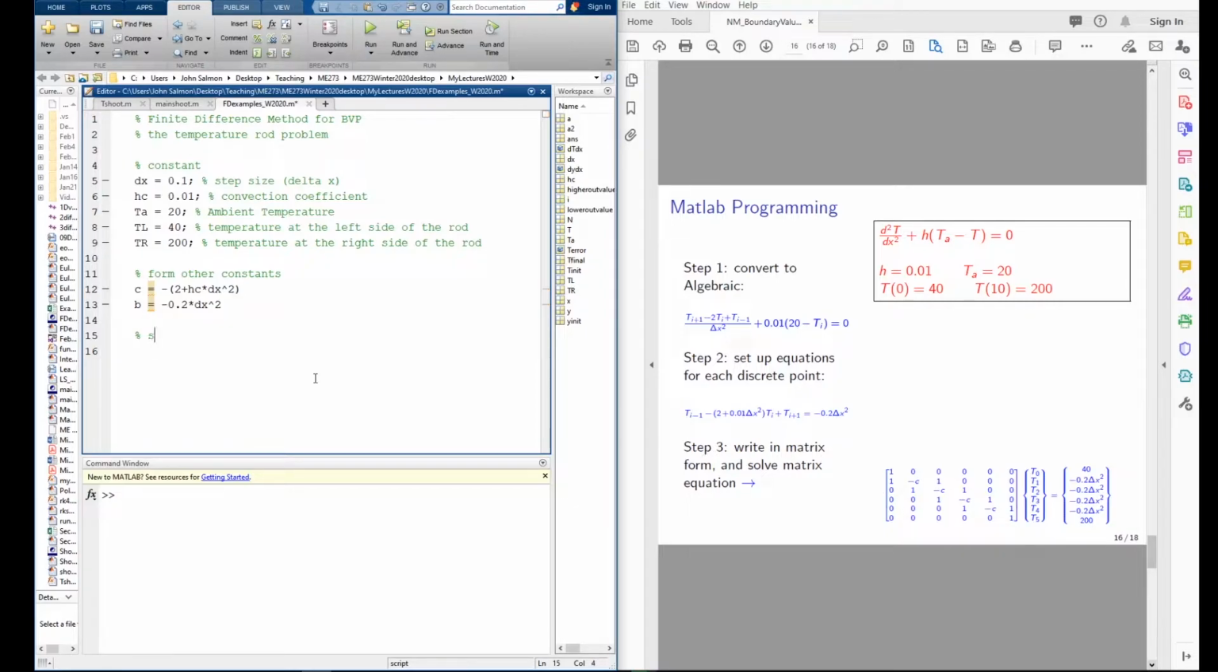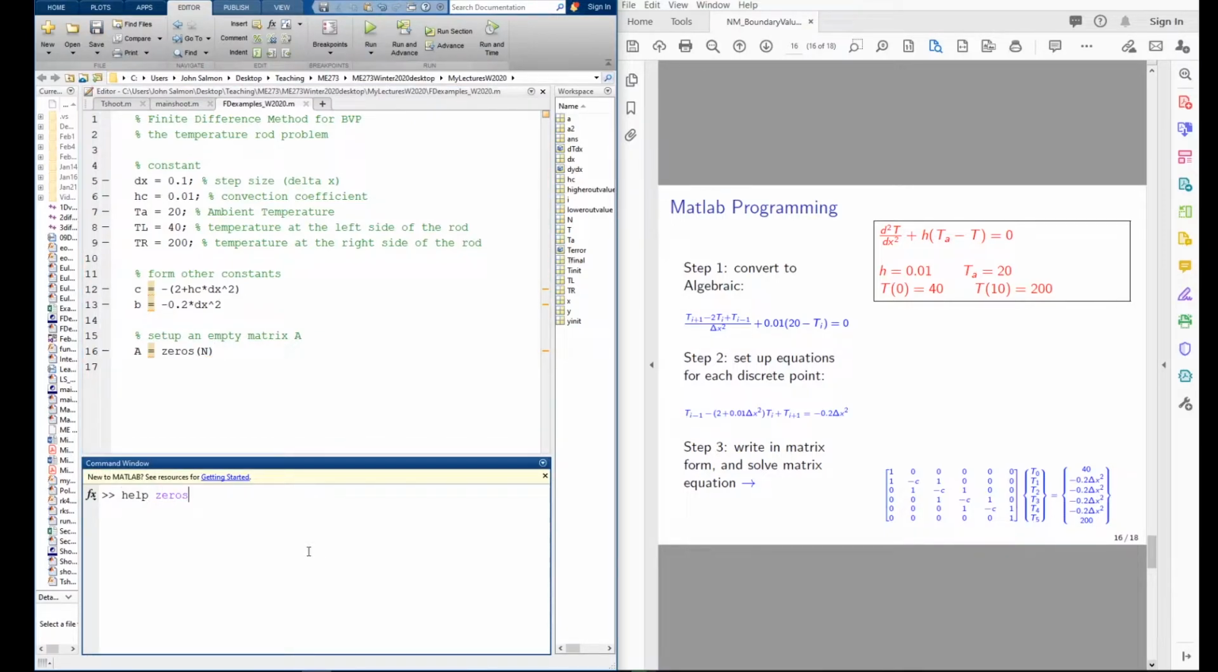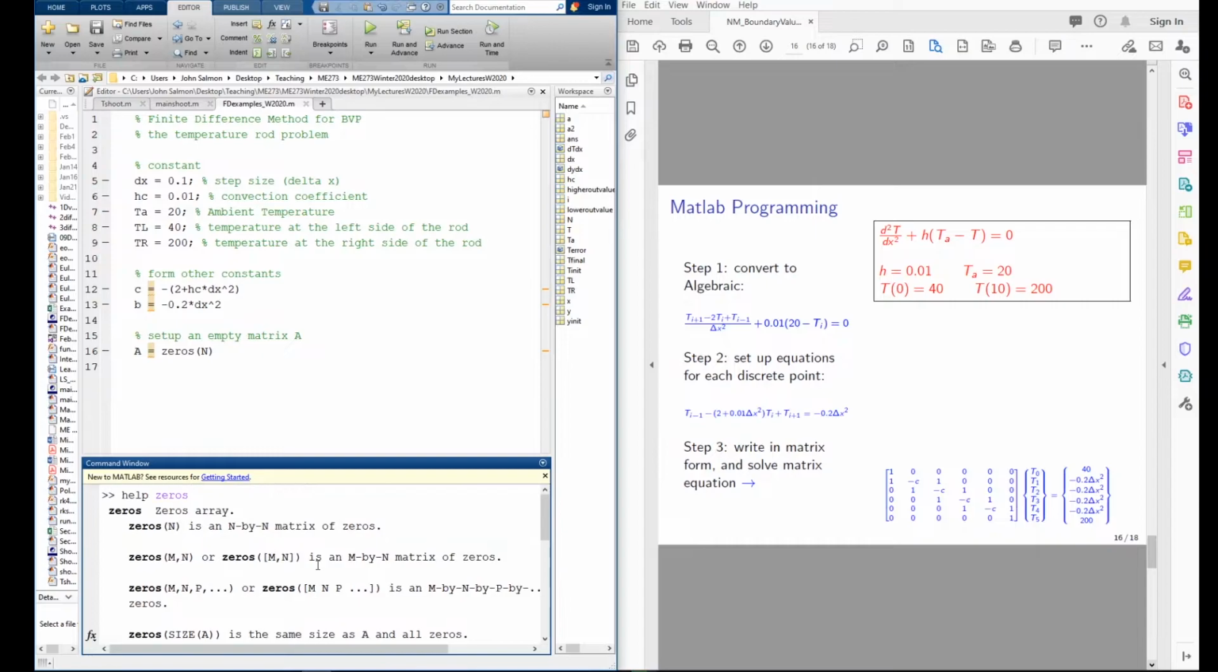Okay, so I'm going to come in here and set up an empty matrix A for the system of equations. It makes sense to call it A, right? And I'm going to have it be zeros, and in fact, I can have it be size n. If I want to take a look at that, I can always come back and do help zeros in the command window. So if you recall, we looked at this before, and now we're going to use an n by n matrix of zeros, where we just define n.